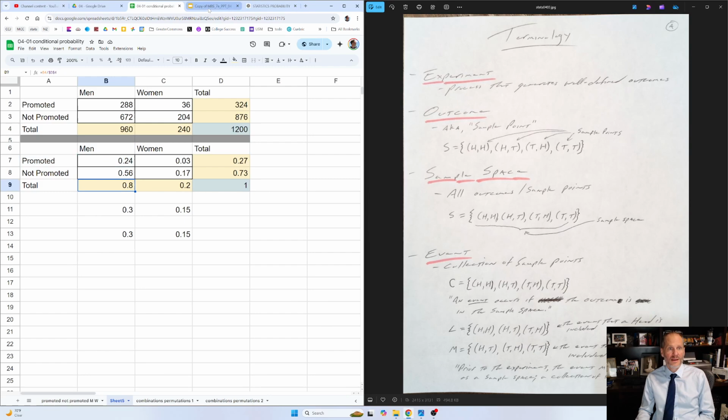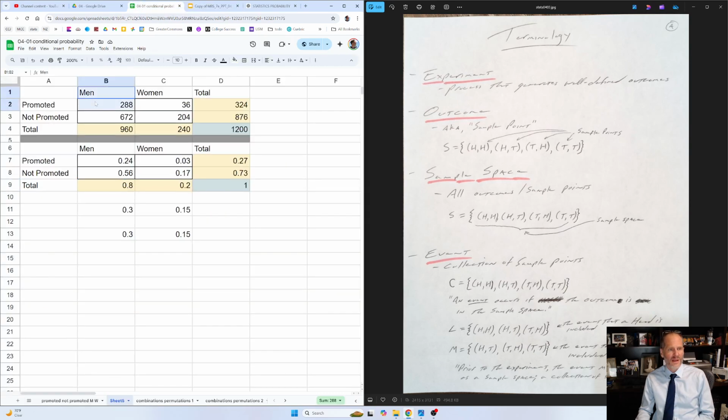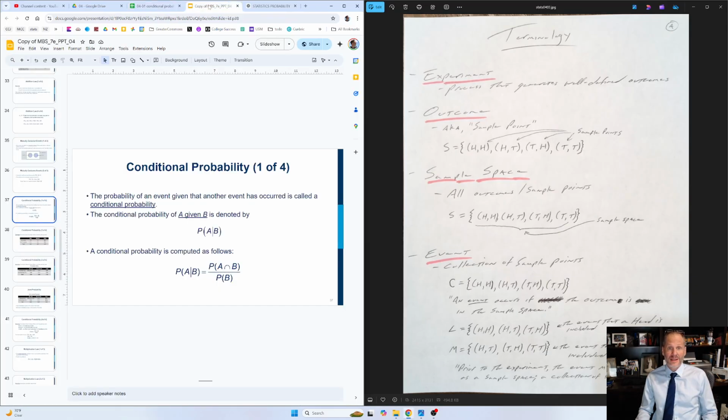So that's conditional probability. I'll add one more thing: you can see why it's important that we learned about intersections, because we had to think about the intersection of being a man with being promoted, the joint probability, to figure out this conditional probability. That's conditional probability.